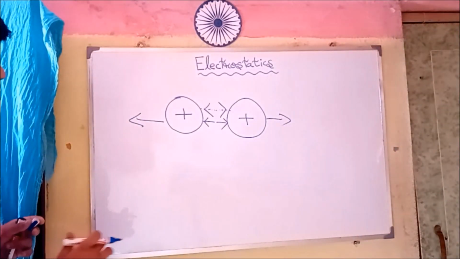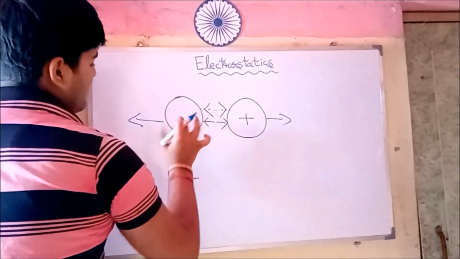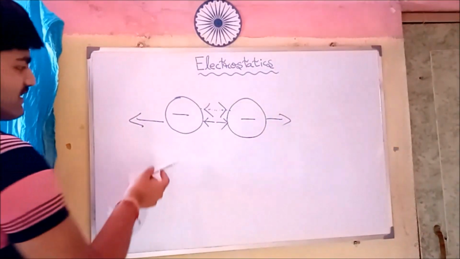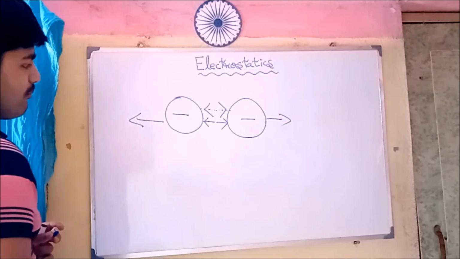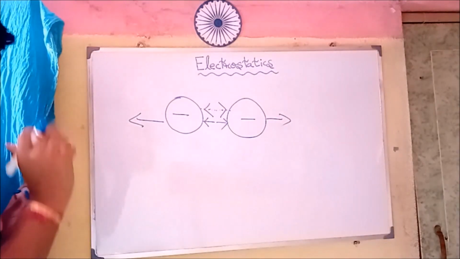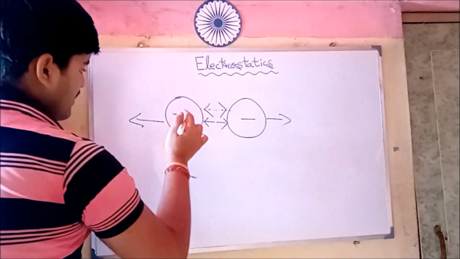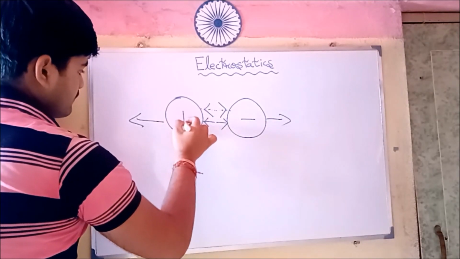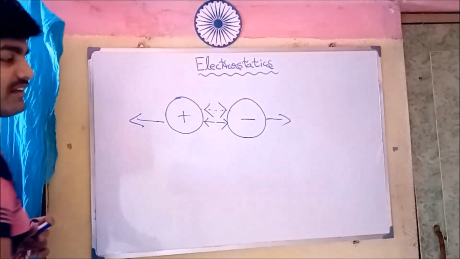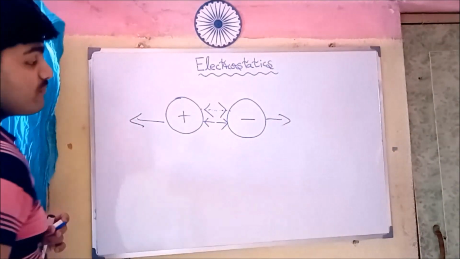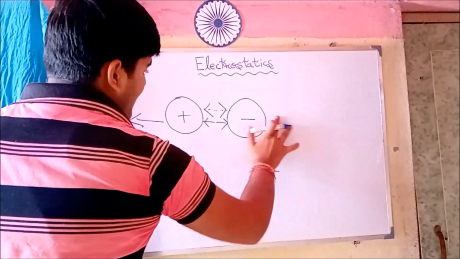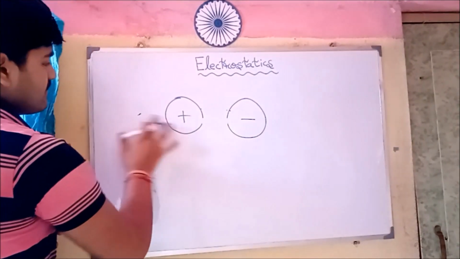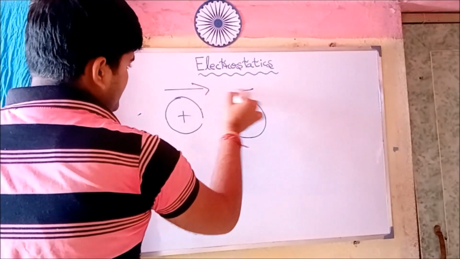Now if we just change this with the negative sign, we'll be getting that same result, that is repelling each other. But if we interchange only one, because if we make this one as positive and keep this as same, we will be getting this as an attracting force, meaning these two bodies will attract each other.